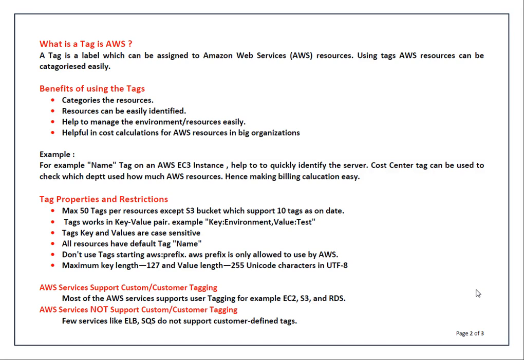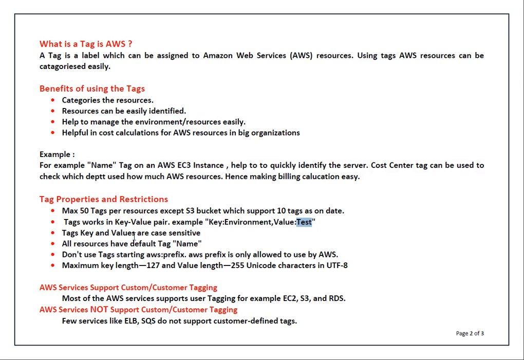Next thing, friends, I have listed tag properties and restrictions. As on date, you can apply 50 tags per resource except S3 bucket, because S3 bucket supports only 10 tags. It may be increased in future, but I'm talking as on date, which is 11th of December 2016. Okay. Next, tag works in key pair value. Key pair mean one value per key. If you can see on my screen, let's say key is environment, which is basically identifier, and value is a string, which is your value for that particular identifier. So let's say environment value is test.